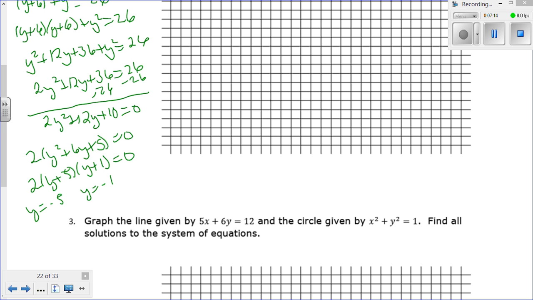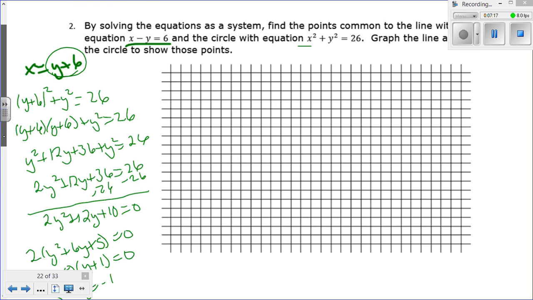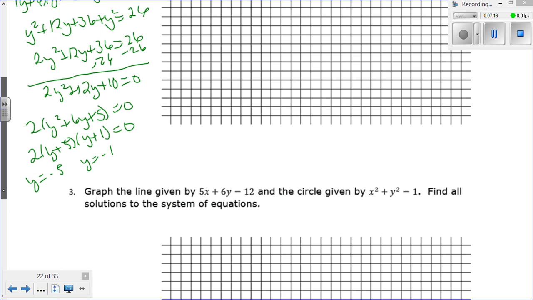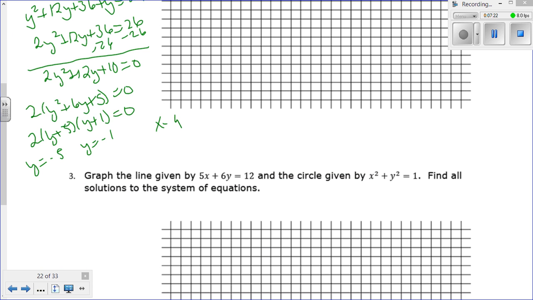Now, I have to find x once I find y. And my original equation was x minus y equals 6. So x minus a negative 5 becomes x plus 5 equals 6. Subtract 5, so x equals 1. So we have the point 1, negative 5. And then if y is negative 1, we'll have x plus 1 equals 6. Subtract 1, so x equals 5. So the point 5, negative 1.